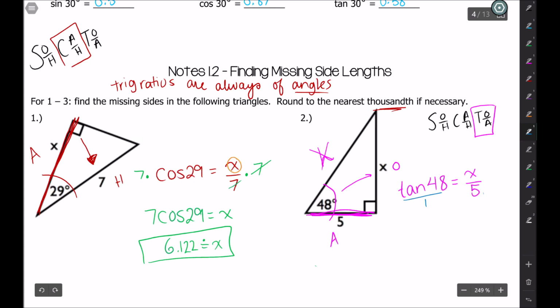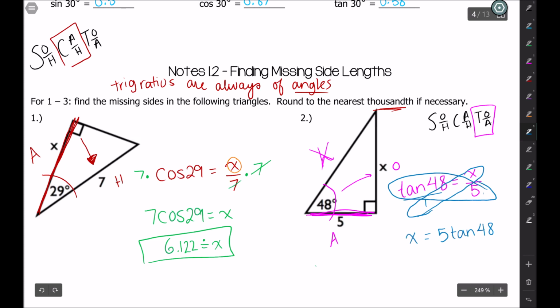And whenever we have a ratio, we can cross multiply. So if you look right here, when we cross multiply, I have 1 times x, which is x. Okay, 1 times x is just 1x. And on this side right here, it's tangent of 48 times 5, but remember, we always put the 5 first. So it's 5 tangent of 48 degrees.